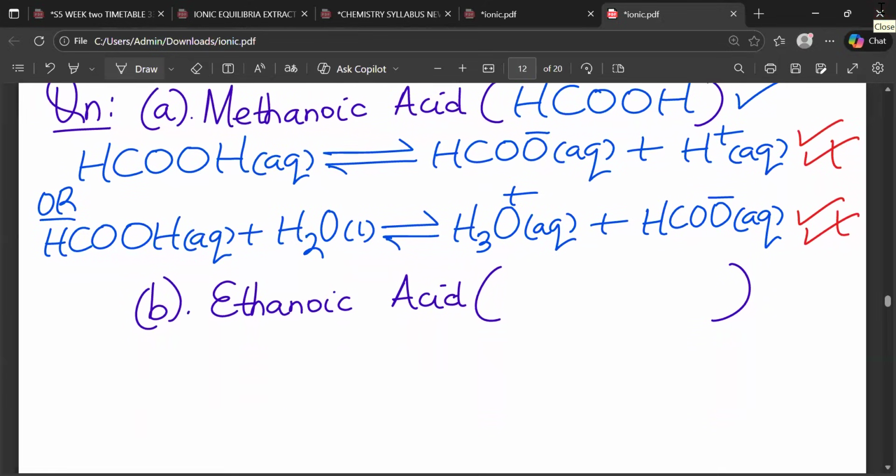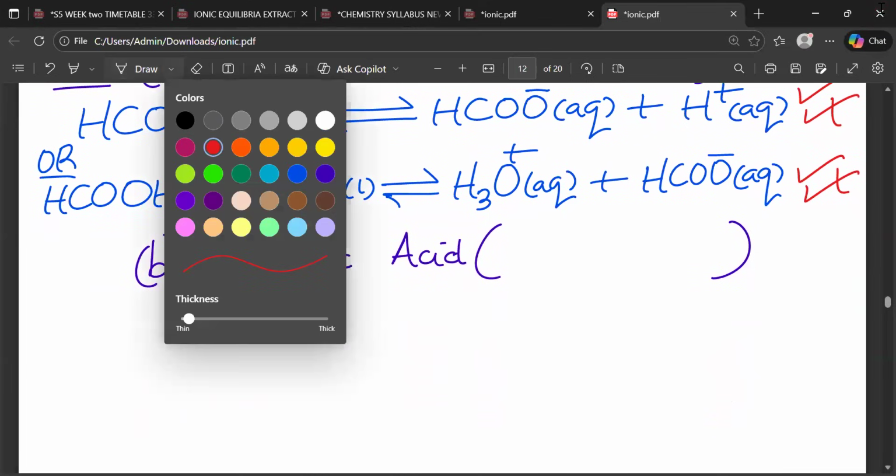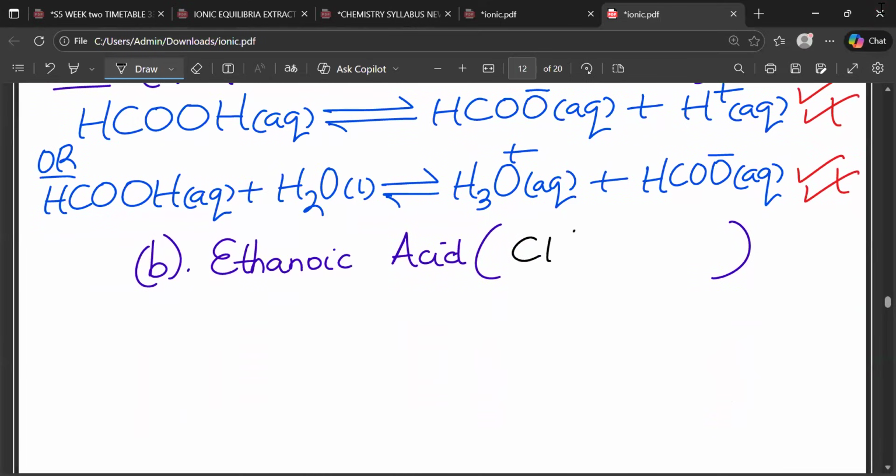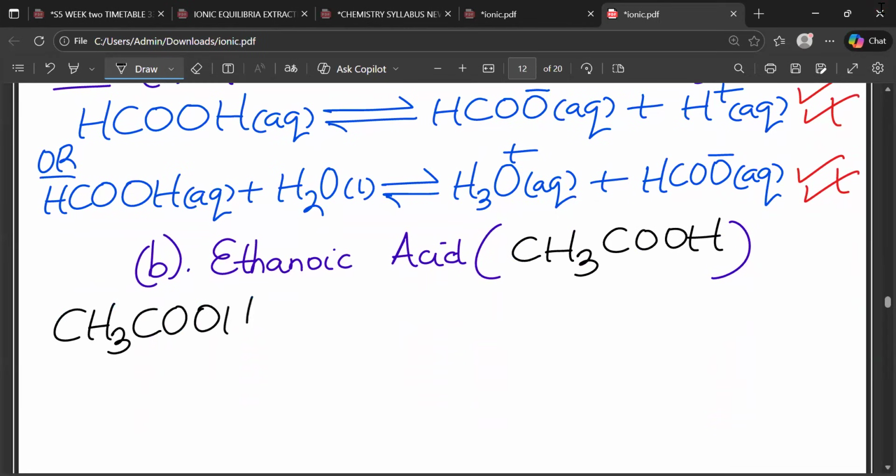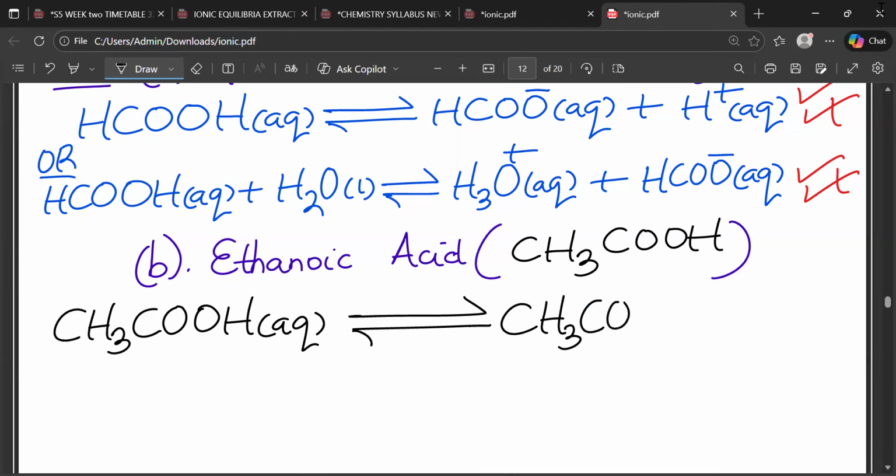So the structure of ethanoic acid is CH3COOH. Alternative 1 is CH3COOH, which is in aqueous state. Then we have the partial arrows to form the CH3COO with a negative on the last O, aqueous, plus the H plus, aqueous.